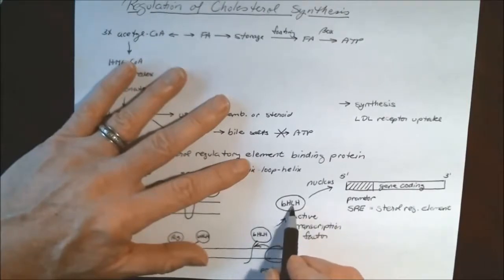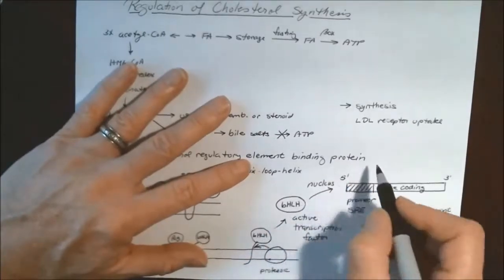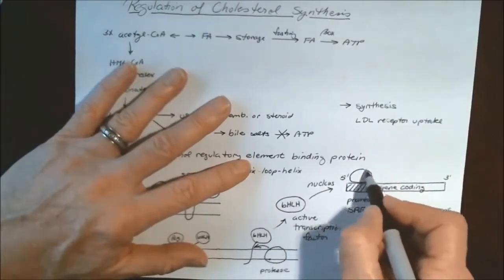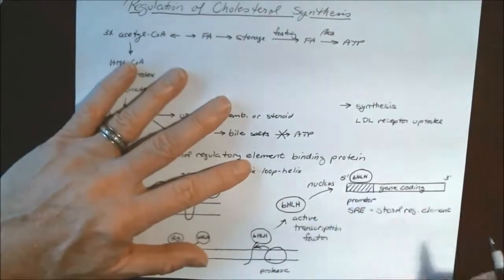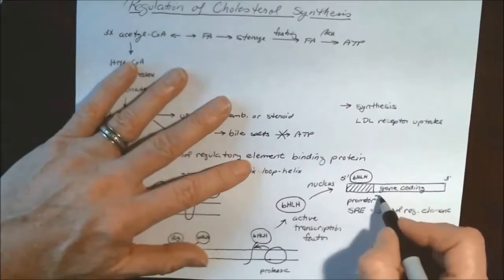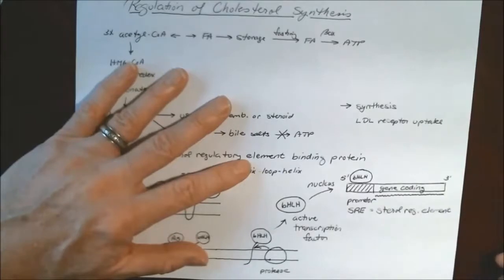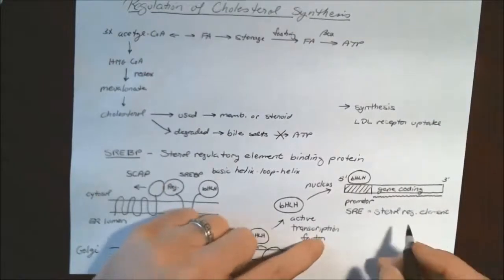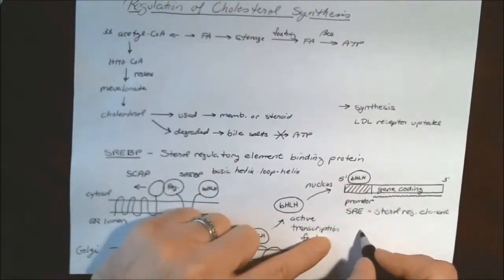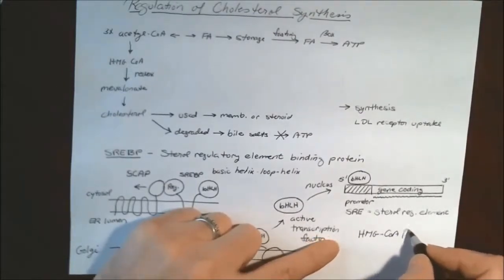When the BHLH binding factor, the transcription factor, is released because of this proteolytic event, it migrates into the nucleus and it binds to the SRE sequence, and in doing so activates the transcription mechanism to express the gene. Now the key is, what is this gene? This gene is the gene for HMG-CoA reductase.